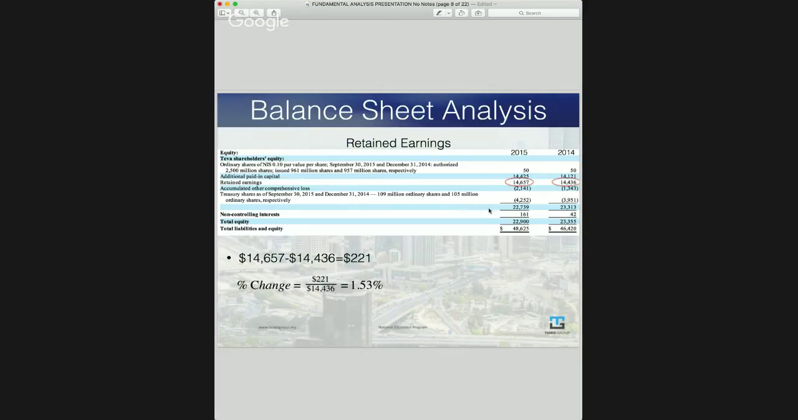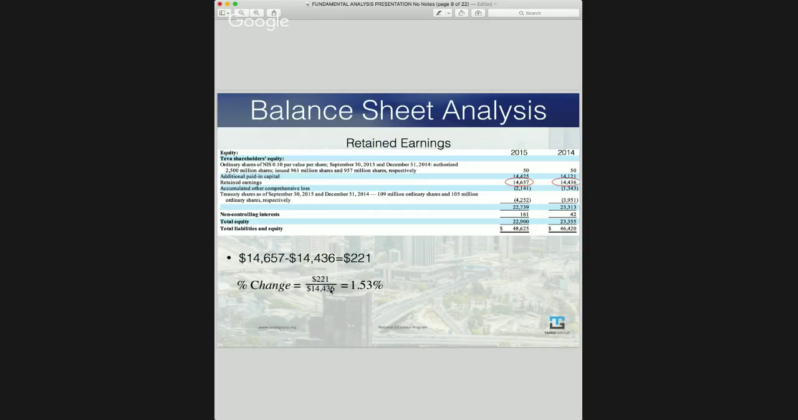So what we're going to see here is your 2015 number and your 2014 number. We're going to subtract, your 14,657 minus your 14,436, and you get $221. It's not actually $221. All these numbers, it'll tell you at the top of the financial statements, are listed in terms of millions. So I'm going to add 6 zeros to the end of that. So it's $221 million growth in retained earnings. I'm going to find my percent change of that. So what I would do is put my $221 over my original 14,436, and I get a 1.53% change.